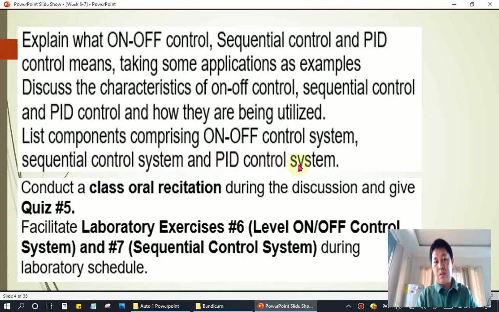After the discussion, we'll conduct oral recitation and give quiz 5. You also have exercises 6 and 7. Exercise 6 is level on-off control system, and 7 is sequential control system. I already uploaded these exercises in your Binacle.